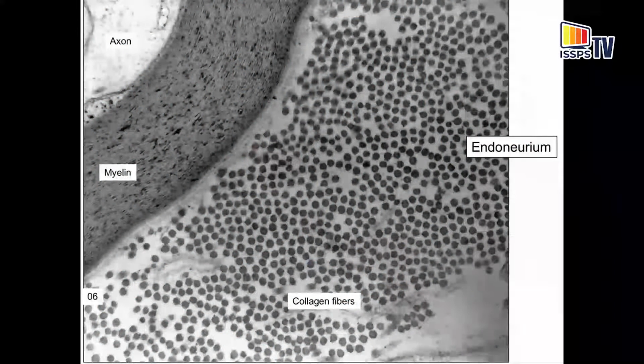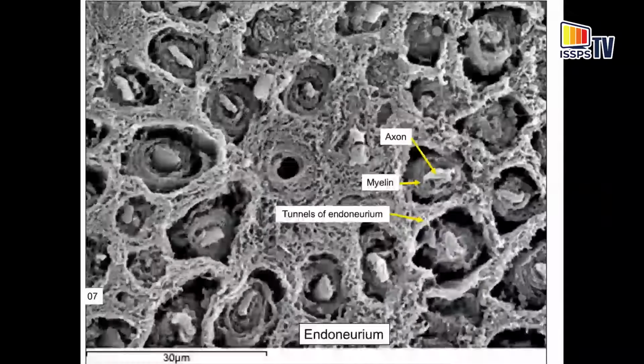In this picture, you can observe under transmission electron microscopy a myelinated axon surrounded by collagen fibers. These dots are the cross-section of collagen fibers. This is endoneurium, a permeable structure for local anesthetic.